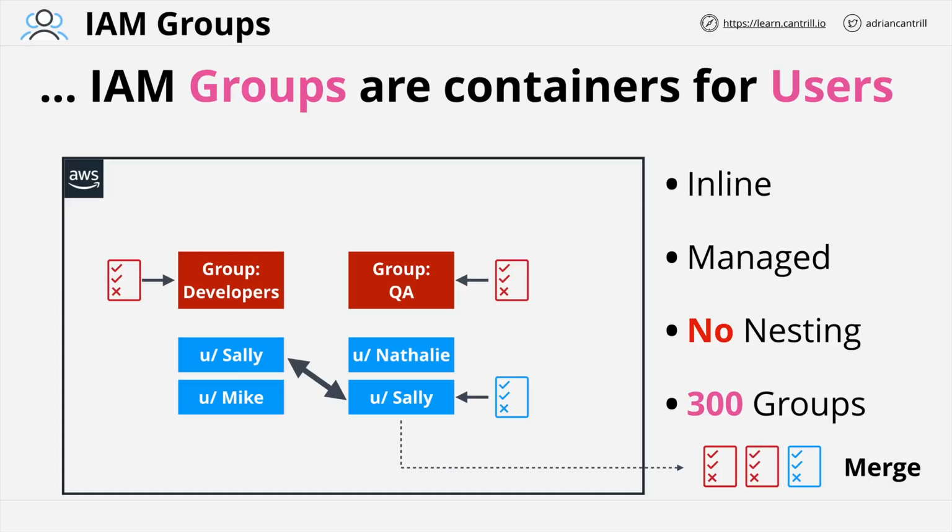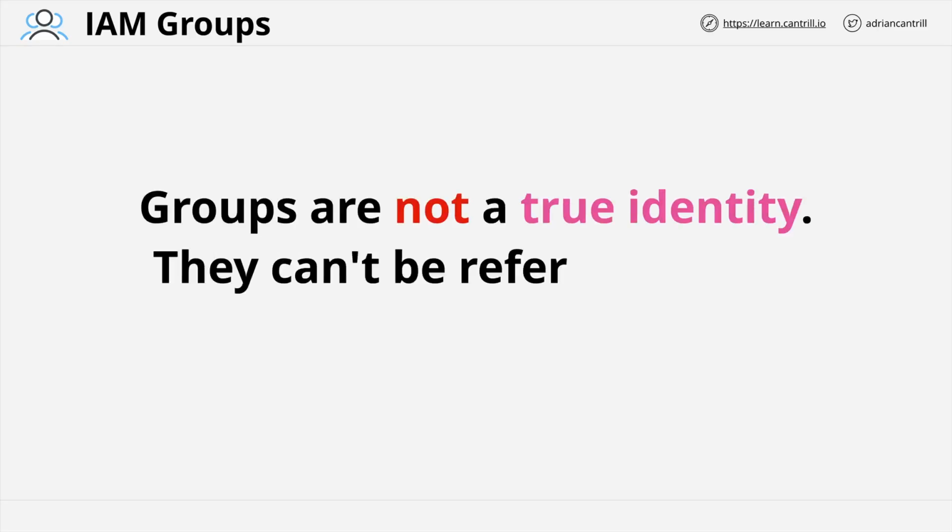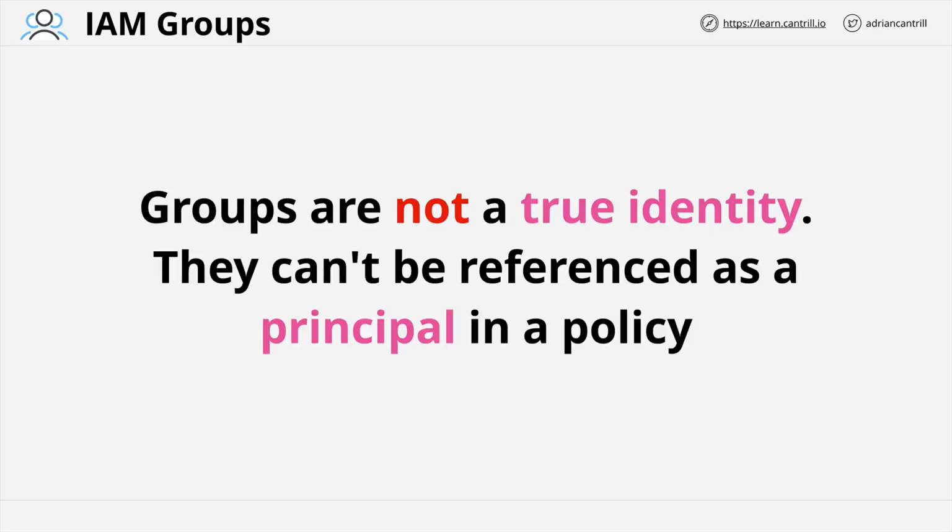So a bucket could give access to one or more users, or it could give access to one or more roles. But groups are not a true identity. They can't be referenced as a principal in a policy. A resource policy cannot grant access to an IAM group. So you can grant access to IAM users, and those users can be in groups, but a resource policy cannot grant access to an IAM group. It can't be referred to in this way. So you couldn't have a resource policy on an S3 bucket and grant access to the developers group and then expect all of the developers to access it. That's not how groups work.